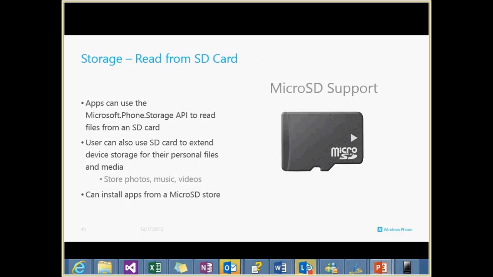Storage: we can read from SD card. Apps can use the Microsoft.Phone.Storage API to read files from an SD card, which was not available in 7.x. Users can also use an SD card to extend device storage for personal files and media. You can install apps from a micro SD store. We can show how to do that later during one of the sessions about storage.